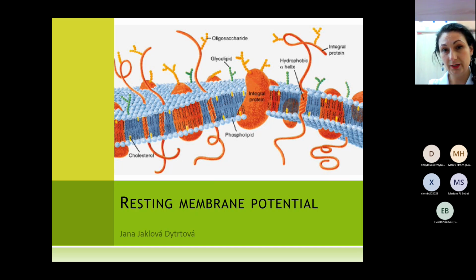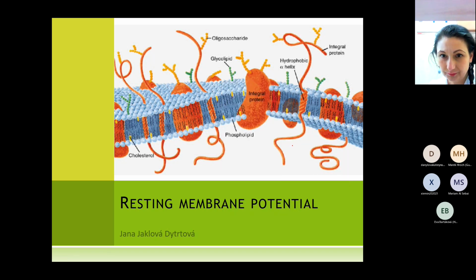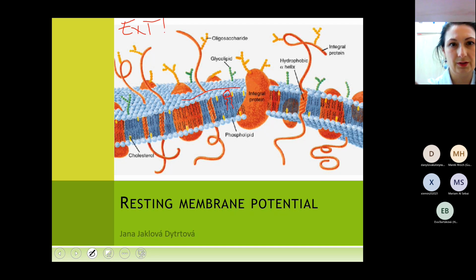Two thirds of the plasma membrane consist of phospholipids. In this case, it's these blue heads with two tails. So just remember that the ball is the phospholipid head, and these two tails are fatty acids. It means that this surface, maybe the extracellular space, and this is intra.